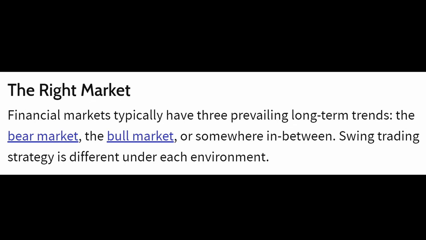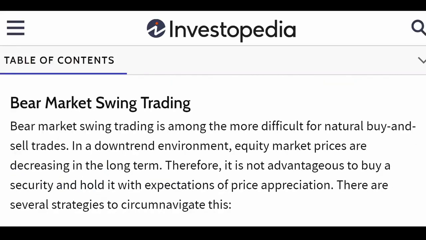So swing trading is a lot easier in a bull market than it is in a bear market. And swing trading strategy is different under each environment. So bear market swing trading is more difficult for natural buy and sell trades. In a downtrend environment, equity market prices are decreasing in the long term. Therefore, it's not advantageous to buy a security and hold it with expectations of price appreciation. Of course, you can always do the shorts, ETF shorts, but those are also very risky and highly volatile moves to make.